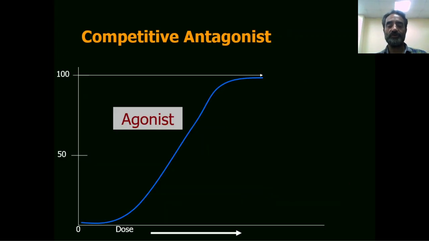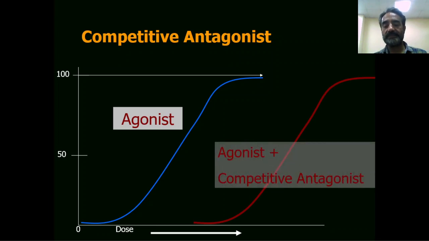Now here it is shown the competitive antagonism. The dose response curve of agonist is shown over here. Now that is agonist alone. Now when antagonist is present, the dose response curve shifts towards the right side as shown over here. So the combination becomes less potent.